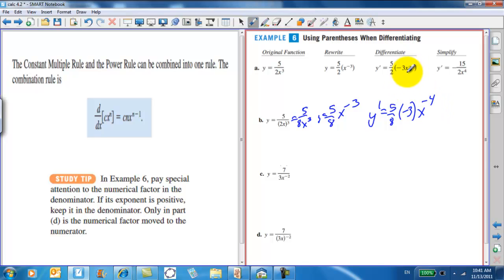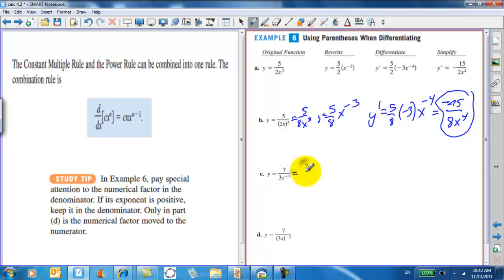So it's very similar to this last one. But notice how in this case the 2 is raised to a power. I had to deal with that first. So simplifying the derivative, I get negative 15 over 8x to the 4th.